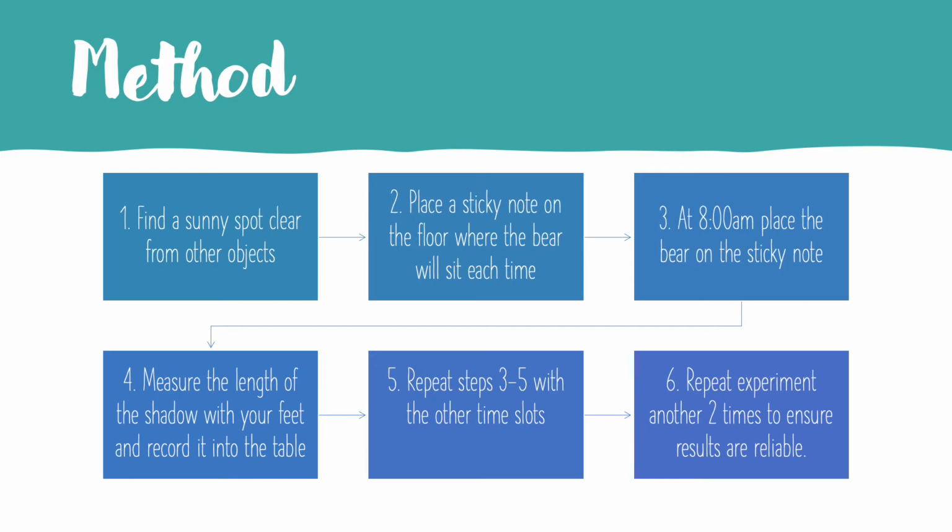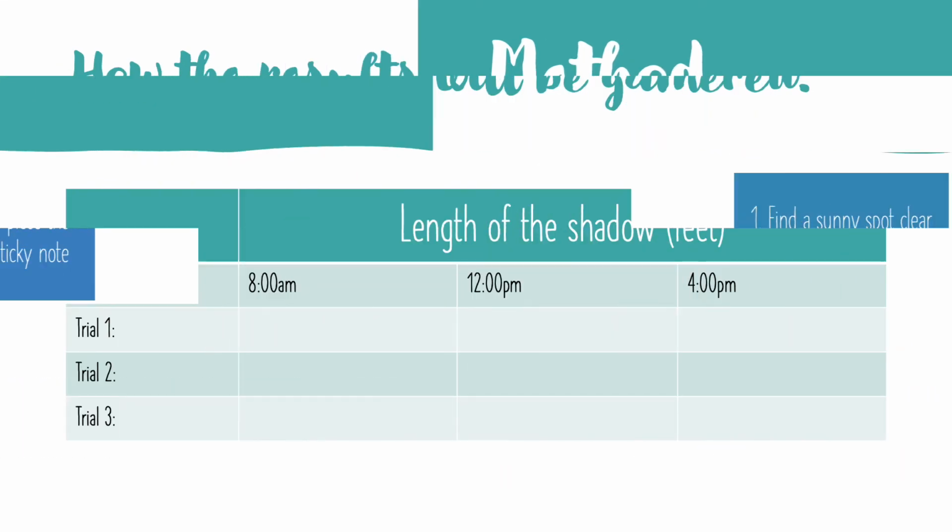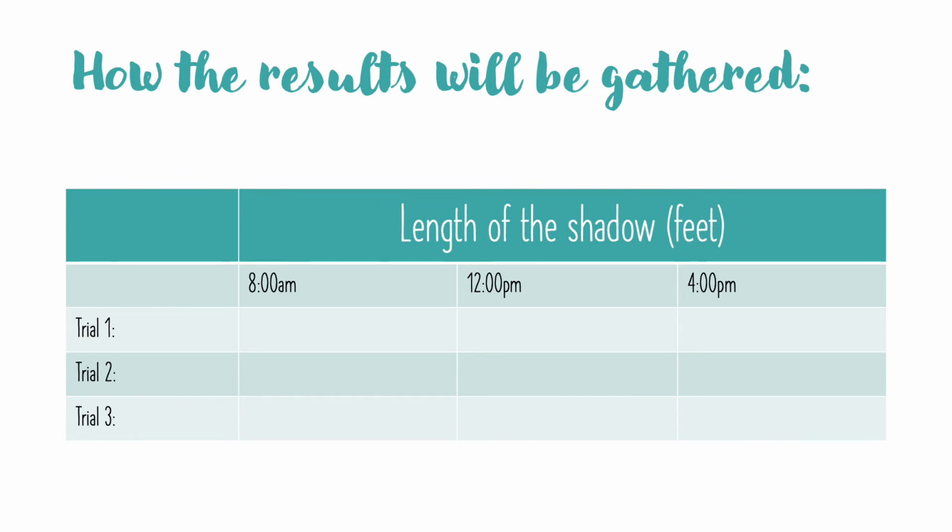Step 3. At 8 a.m, place the bear on the sticky note. Step 4. Measure the length of the shadow with your feet and record it into the table. Step 5. Repeat steps 3 to 5 with the other time slots. And step 6, repeat the experiment another 2 times to ensure the results are reliable. The students will gather their results and record it in the following table. They'll have 3 trials and they'll list the results under 8 a.m, 12 p.m, and 4 p.m.